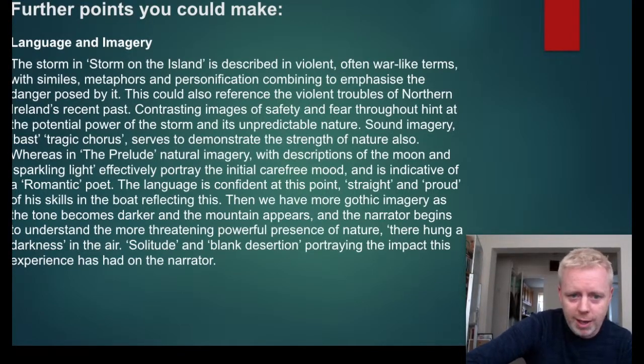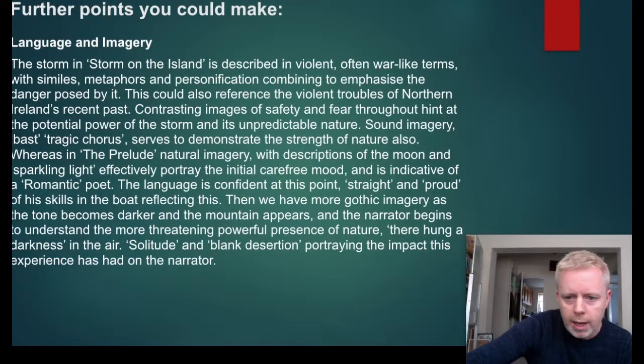Right, language and imagery. The storm in Storm on the Island is described in violent, often warlike terms, with similes, metaphors and personification combining to emphasise the danger posed by it. This could also reference the violent troubles of Northern Ireland's recent past. Contrasting images of safety and fear throughout hint at the potential power of the storm and its unpredictable nature.